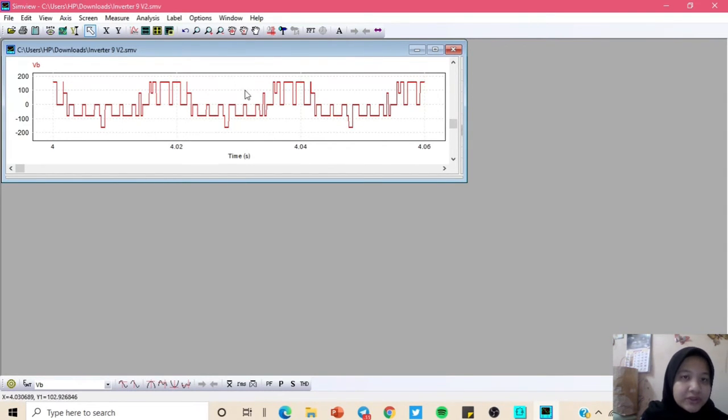As shown, the result of PWM switching will produce the output waveform which contains many pulses with different widths. That's all for me.